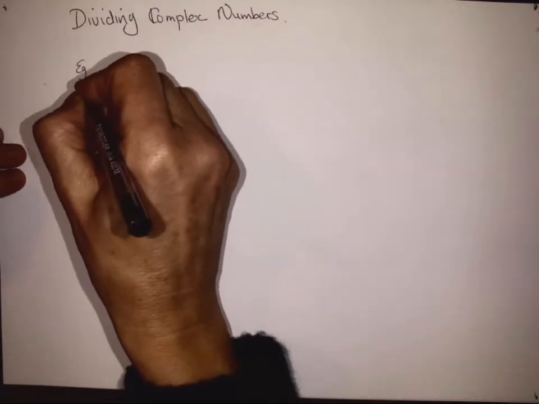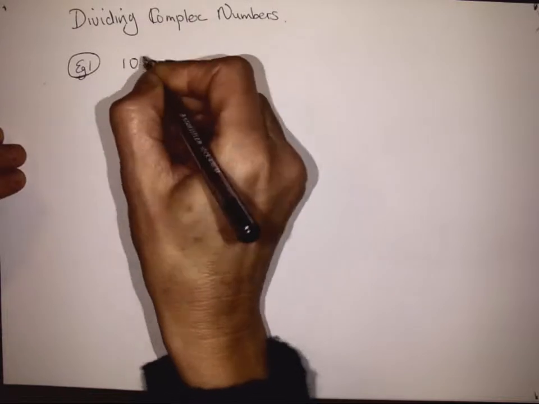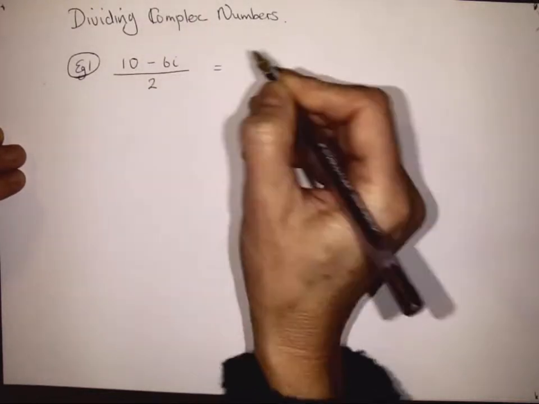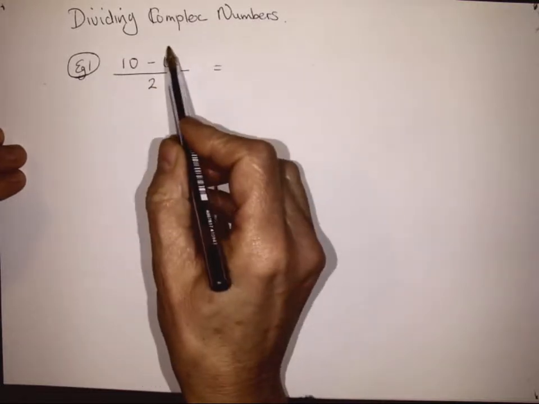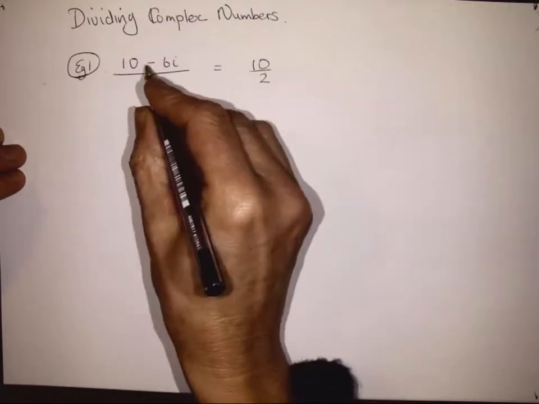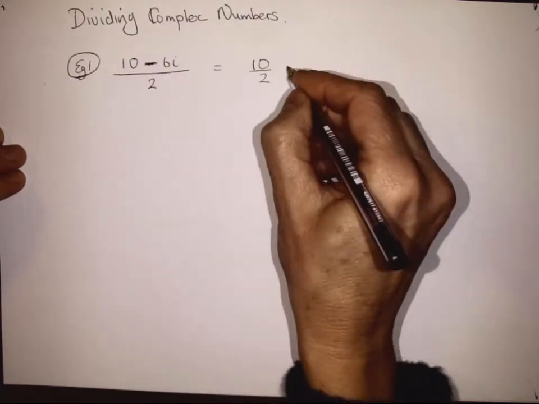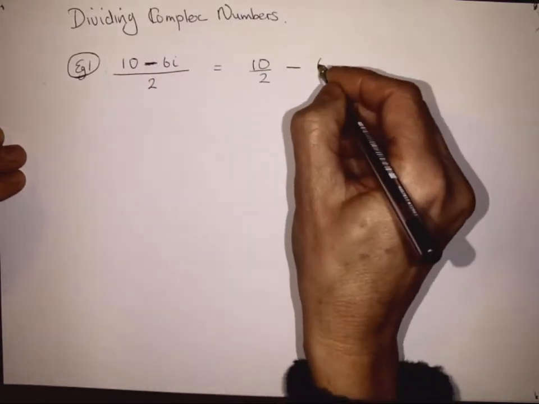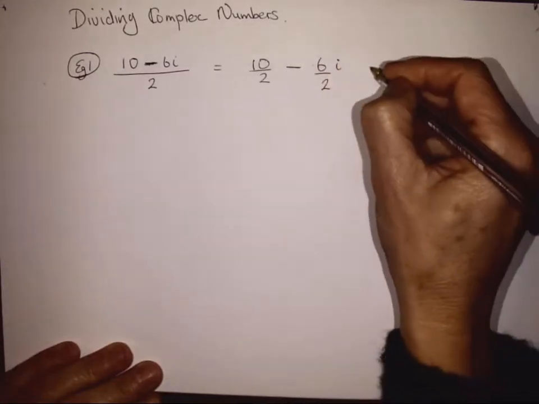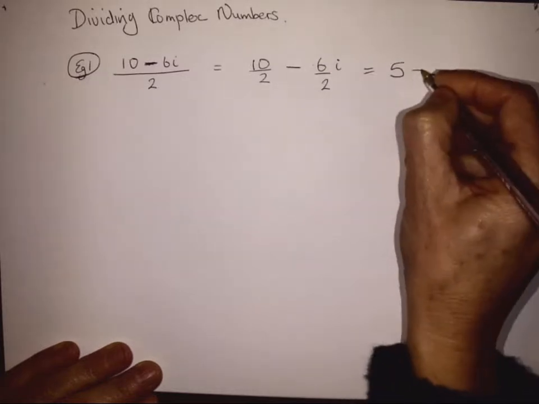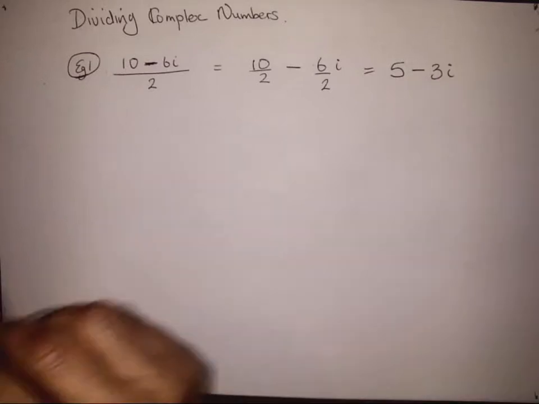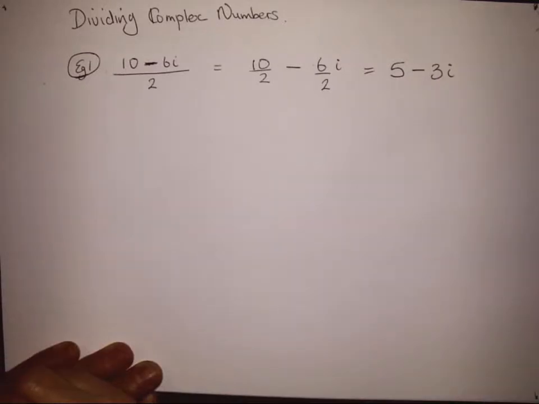For example, if you have 10 minus 6i divided by 2, what you basically do is split it into its real part and its imaginary part. So the real part is 10 over 2, minus, because of the minus sign here, the imaginary part, which is 6i over 2. And this can be simplified. 2 goes into 10 5 times, minus 2 goes into 6 3 times, 3i. And that's your answer. Okay?